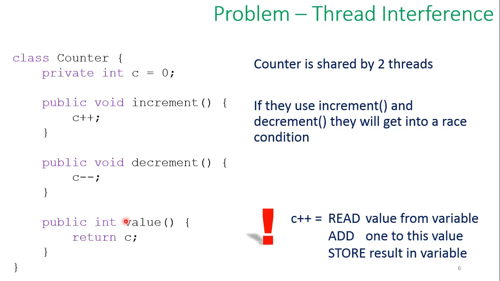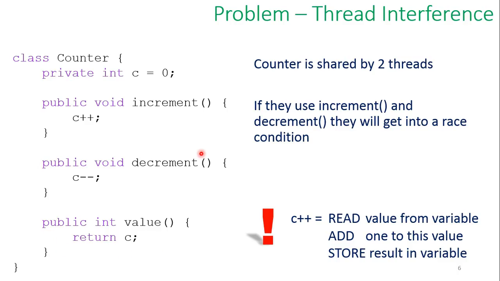Now, the methods that we provide with this class Counter are very simple. The increment method is going to simply take the field c and increment it by 1. The decrement method is going to decrement the field c by 1. And value is simply a getter, an accessor on the field c. It's just going to return the value.